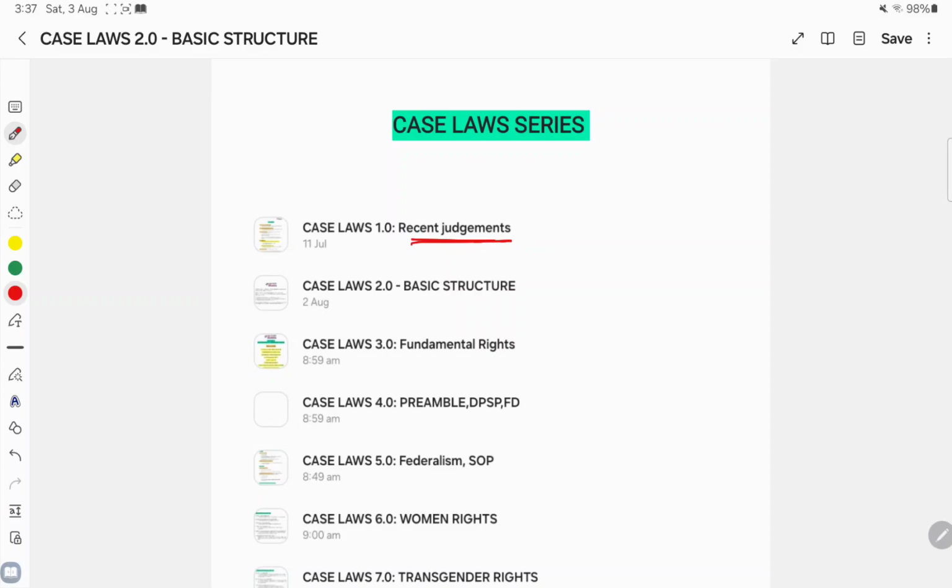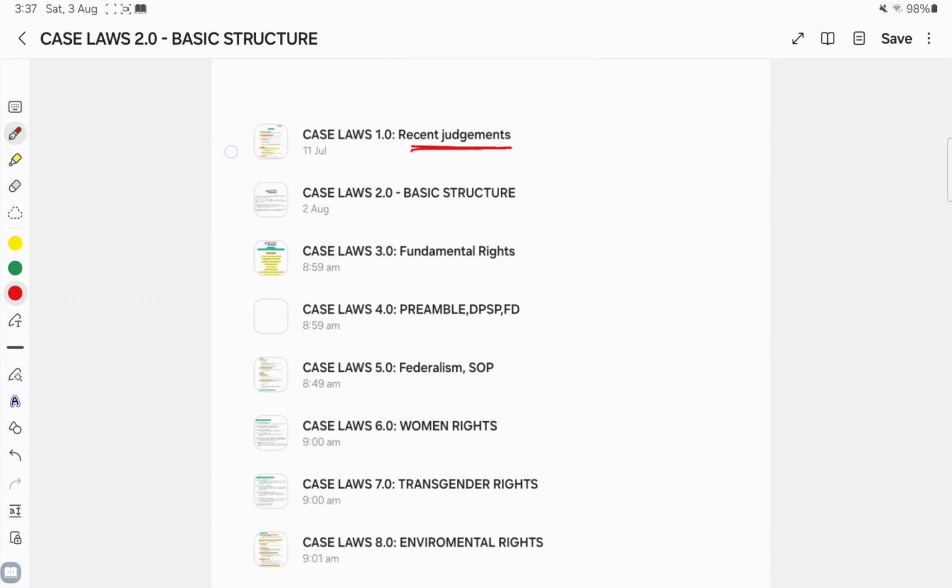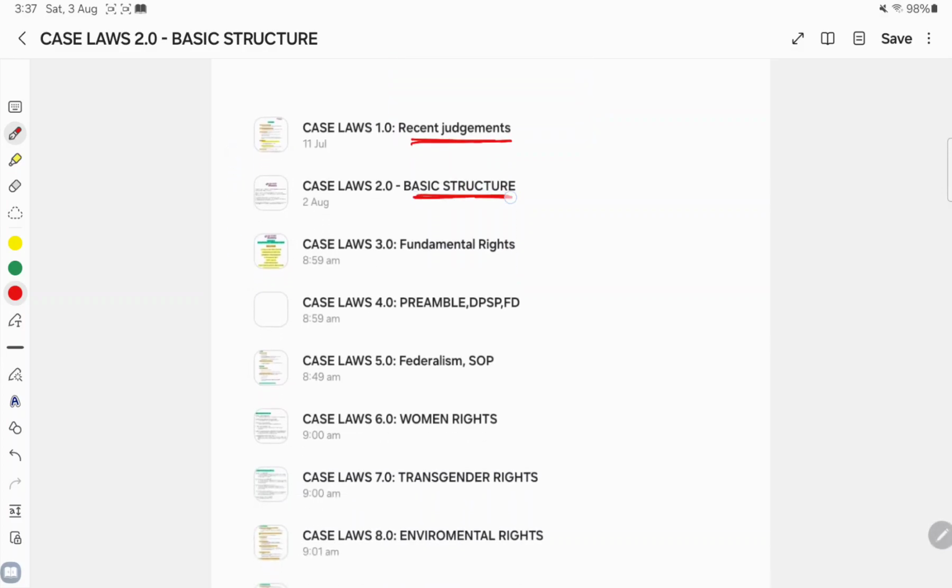Second thing is that we will cover theme-wise judgments. For example, how the basic structure has evolved through the different case laws of the Supreme Court. Similarly, the fundamental rights related Supreme Court judgments, Preamble, DPSP, and fundamental duties related Supreme Court judgments, then federalism and separation of powers related Supreme Court judgments, women's rights related Supreme Court judgments.